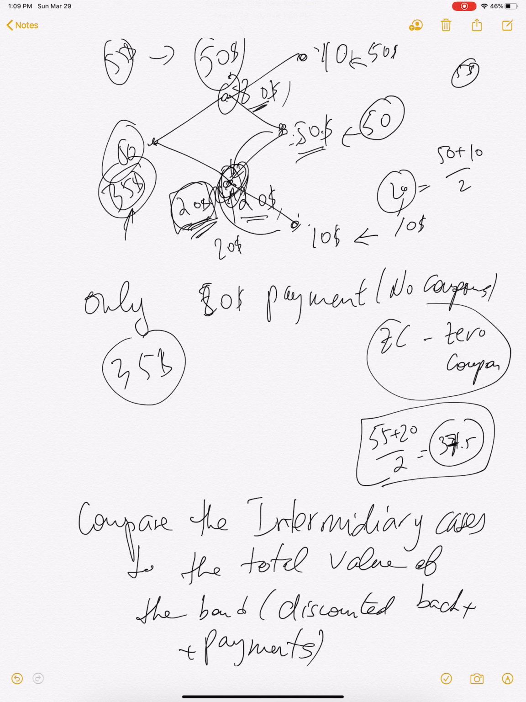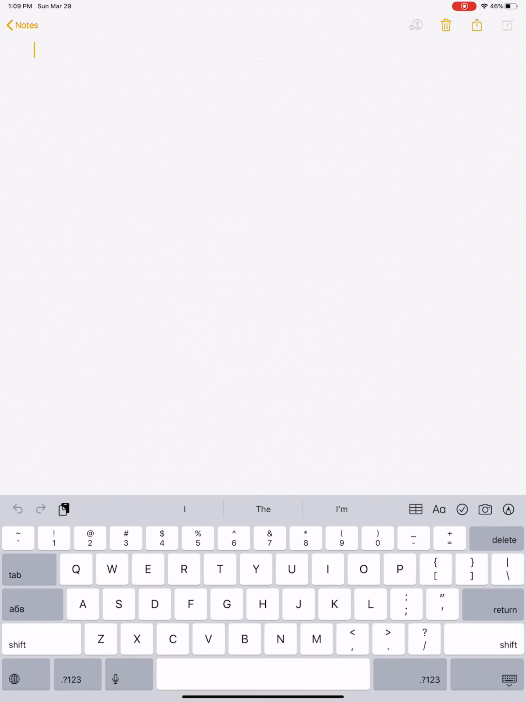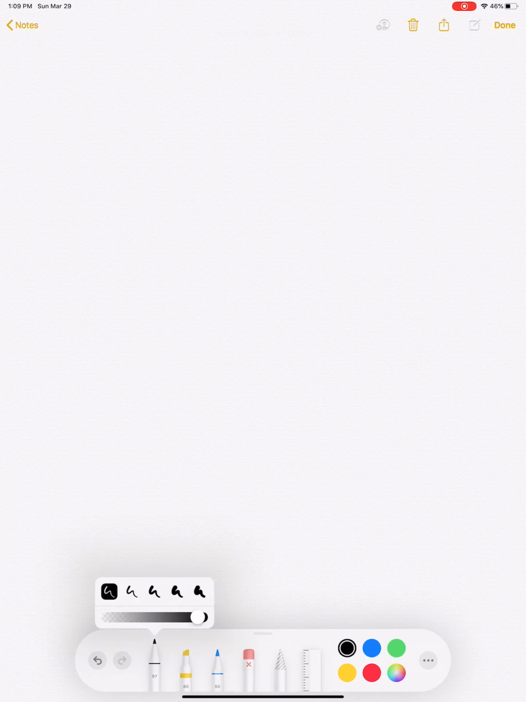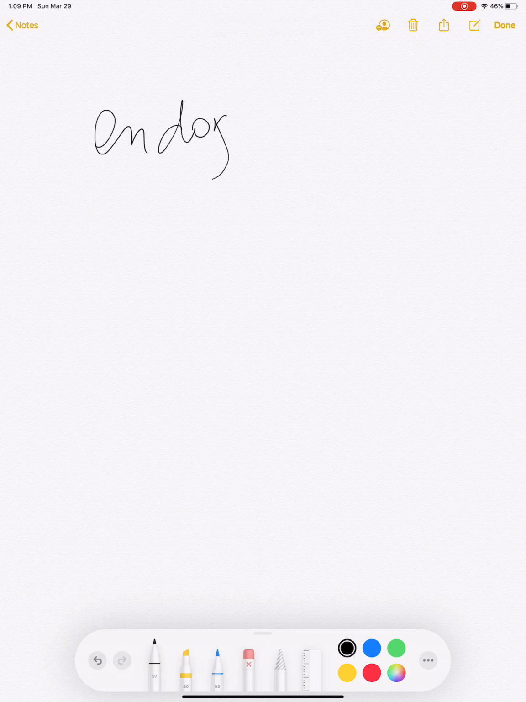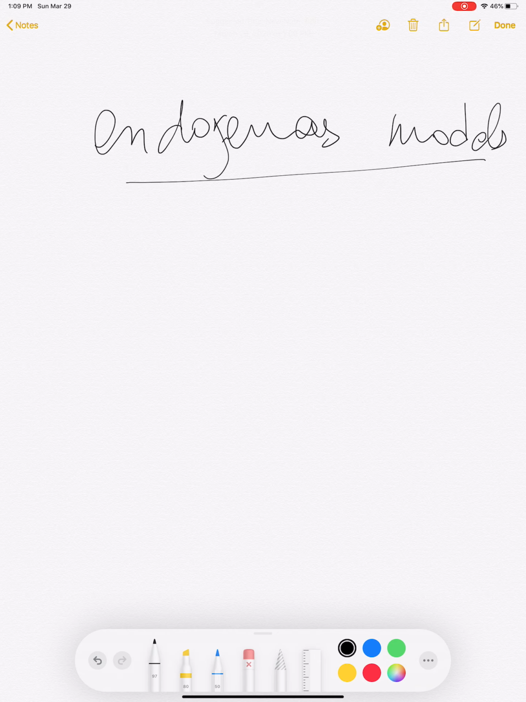So these models, we call them endogenous models. Why do we call them endogenous models? Because you determine the value of the bond intrinsically from the company value.